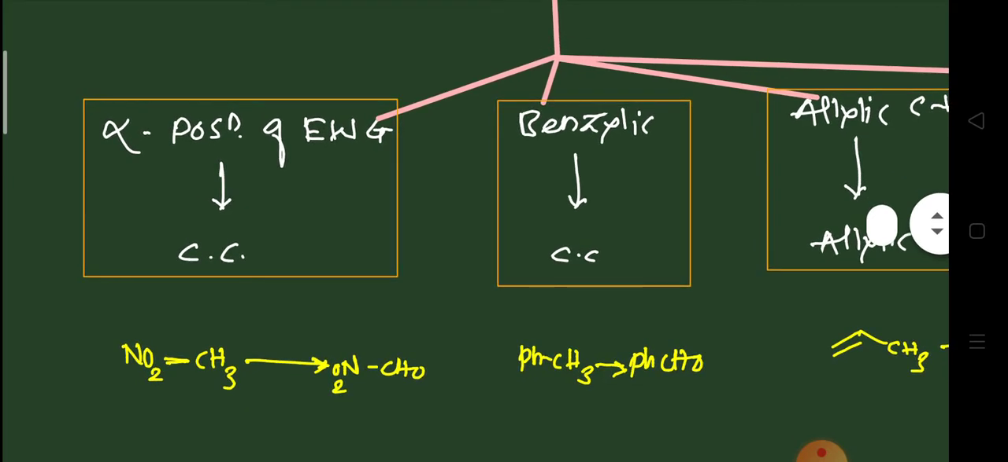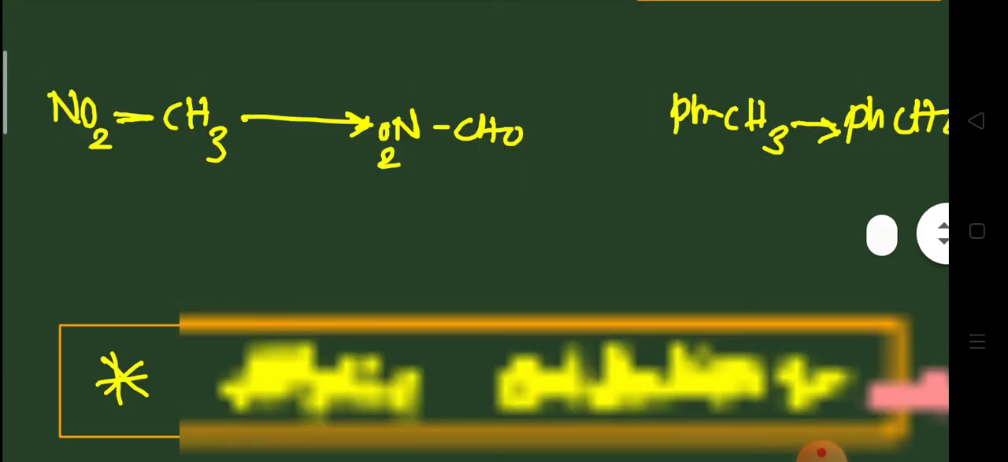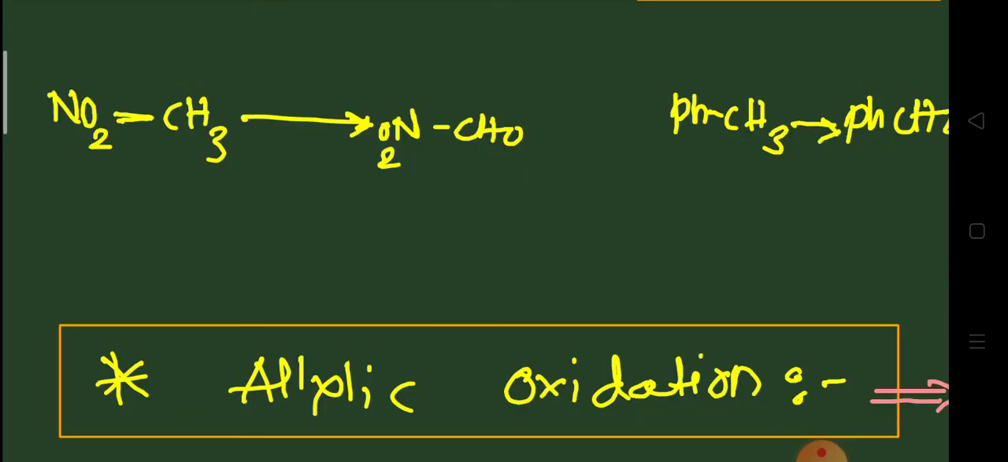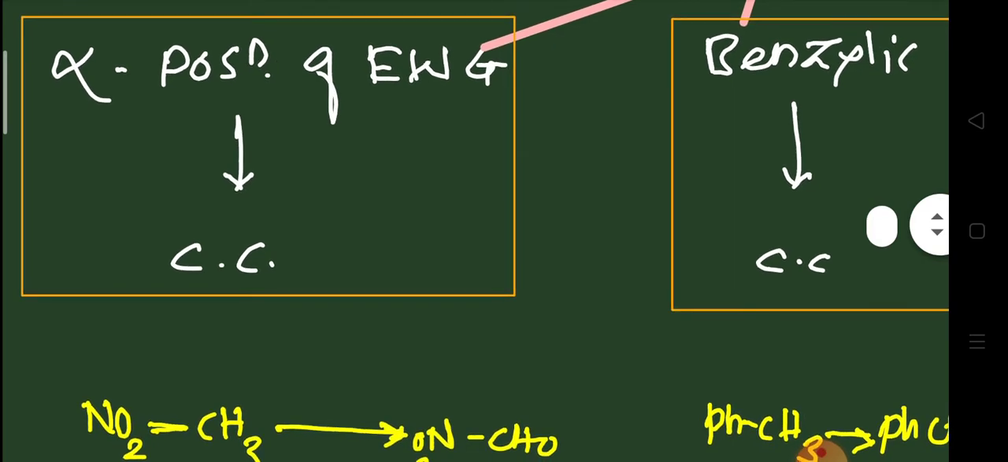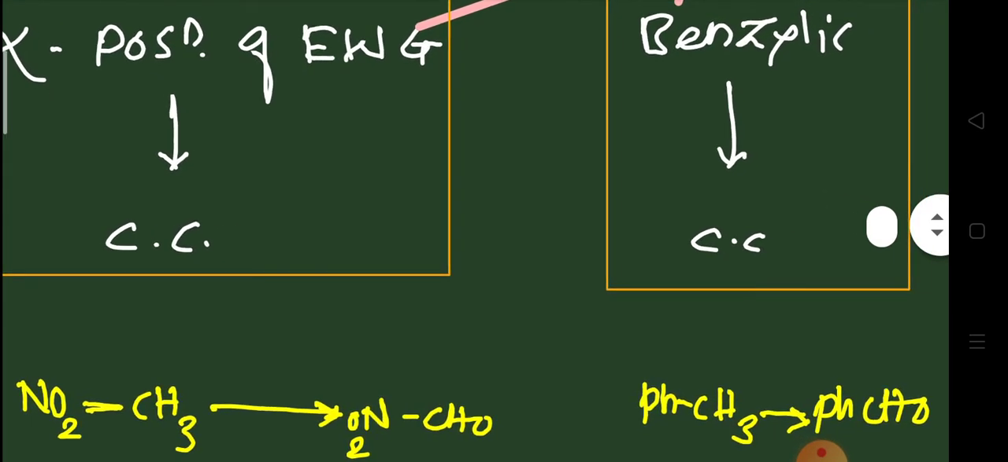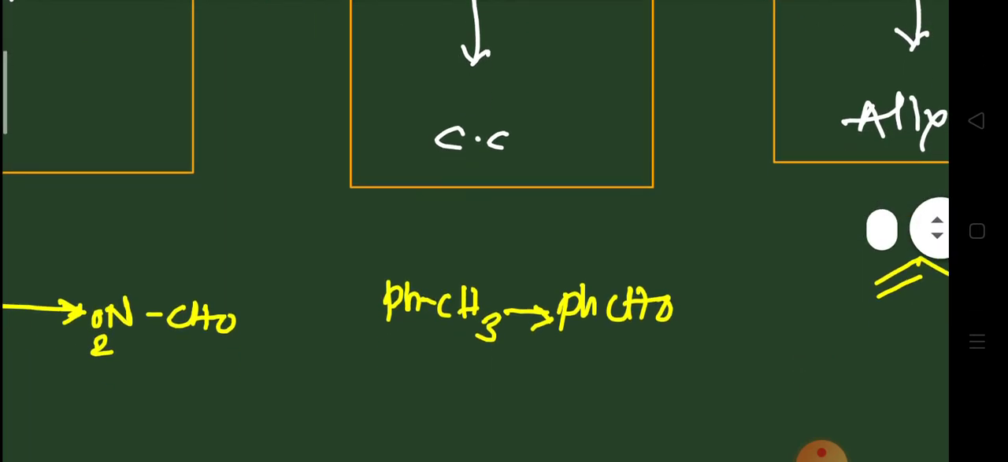First is alpha positions of electron withdrawing groups converting to a carbonyl function. Here look at this example, nitromethane is given and that methylene group or CH3 group is converted into aldehyde. So, this is the first application, that is alpha position of an electron withdrawing group converted into the respective carbonyl function. Then the benzylic position is converted again to a carbonyl group, for example toluene is converted to benzaldehyde.